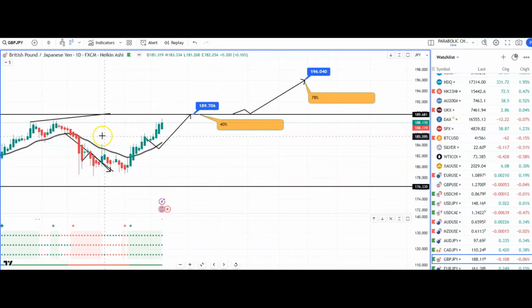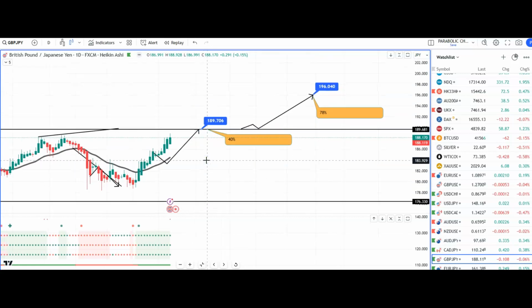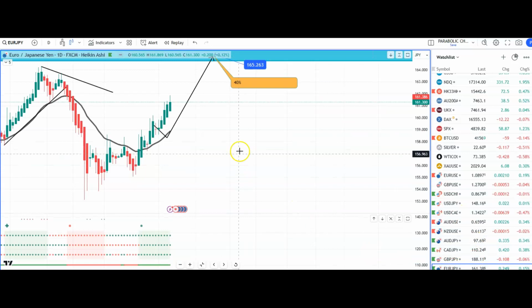We had a weekly target 189.70. It's not been hit yet, but there's likely to be a reaction at that price. We'll keep that as the weekly target, 189.70. So there's a little bit to go, but any kind of pullback, any kind of break above here is going to trigger another potential move to 196, which is a 78% chance of being hit in the next few weeks.